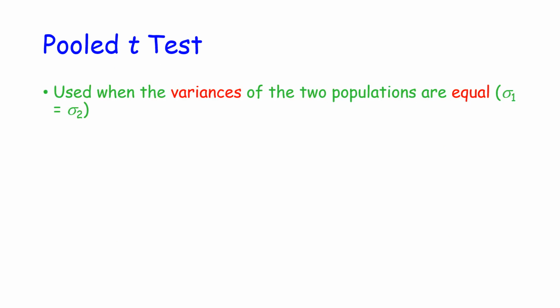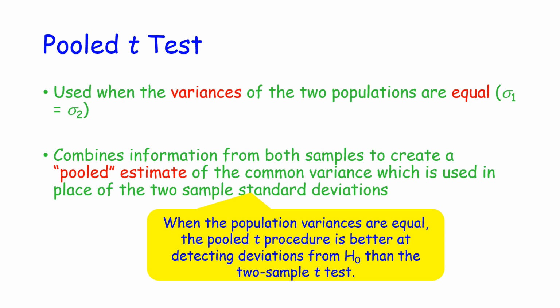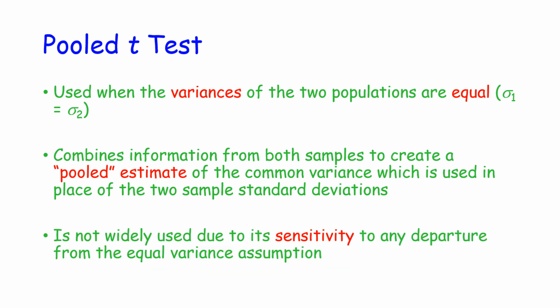Now we're going to talk a little bit about a pooled t-test. It's used when the variances of the two populations are equal, so sigma sub 1 will equal sigma sub 2. It combines information from both samples to create a pooled estimate of the common variance, which is used in place of the two sample standard deviations. And when the population variances are equal, the pooled t procedure is better at detecting variations from our null hypothesis than the two-sample t-test. But it is not widely used.